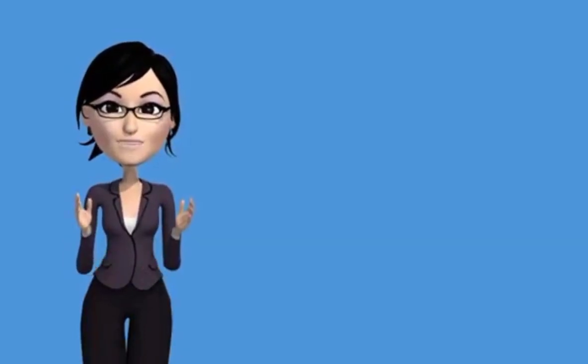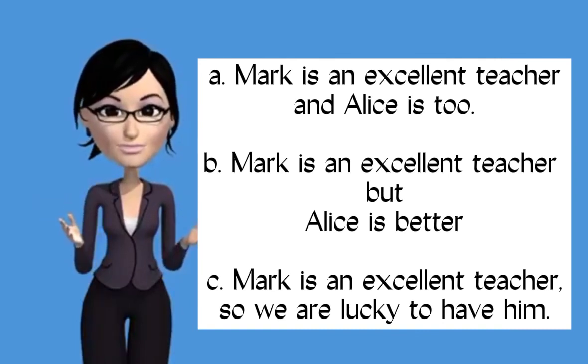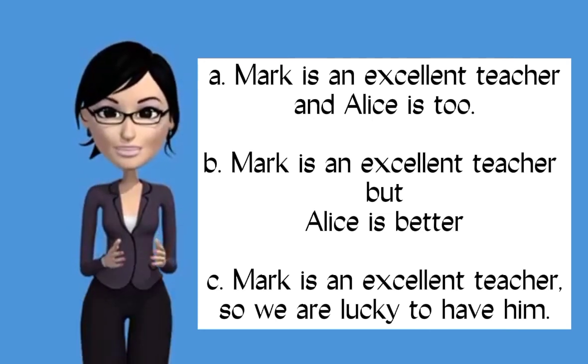In contrast, others can only occur at the beginning of the second clause or sentence. A. Mark is an excellent teacher and Alice is too. B. Mark is an excellent teacher, but Julius is better. Mark is an excellent teacher, so we are lucky to have him.